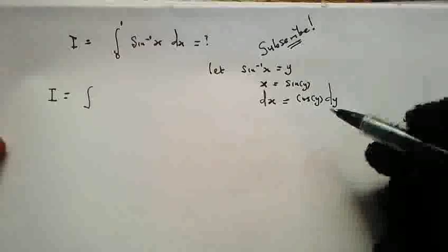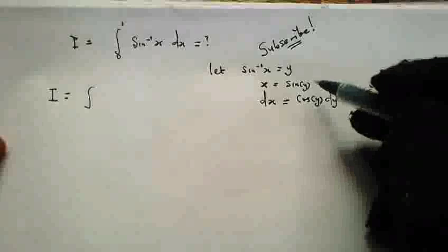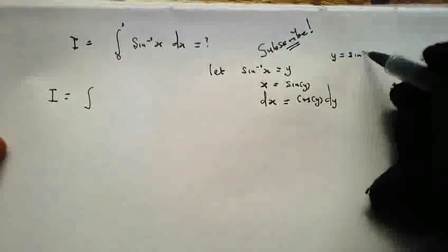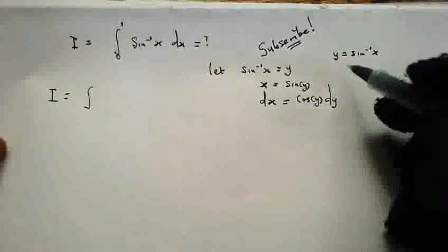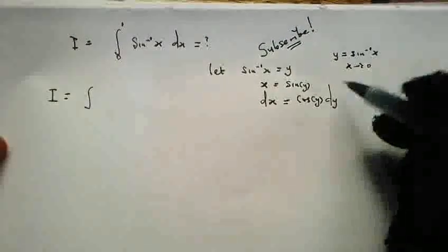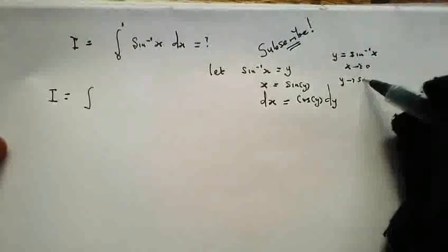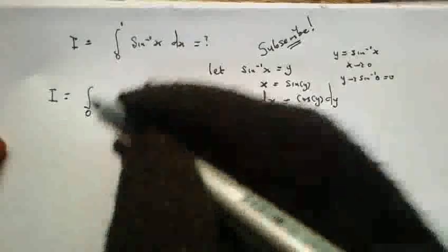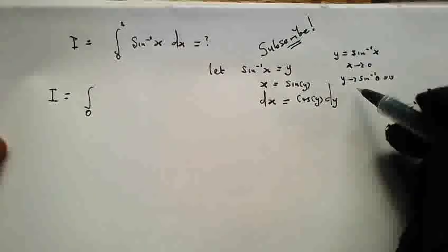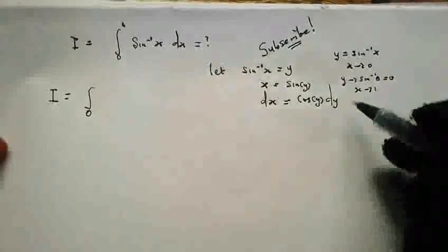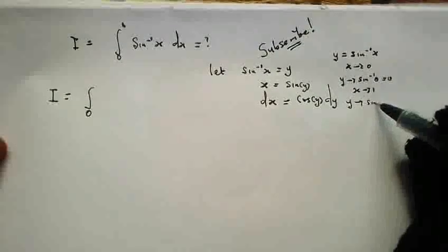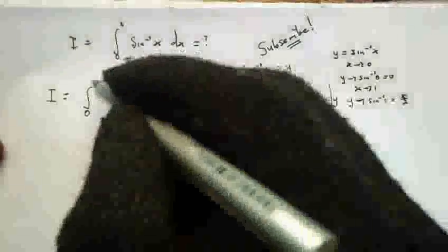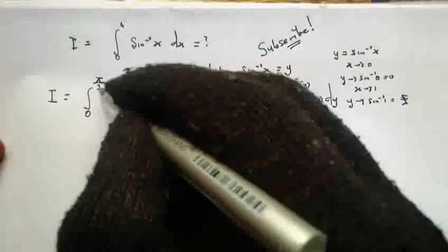Now let us find our new limits. Recall from here, y is equal to the sine inverse of x. So if x is approaching 0, y will be approaching the sine inverse of 0, and this is equal to 0. So this is our lower limit. Now the upper limit here is 1. If x is approaching 1, y will be approaching the sine inverse of 1, and this is equal to pi over 2. So here our upper limit is pi over 2.